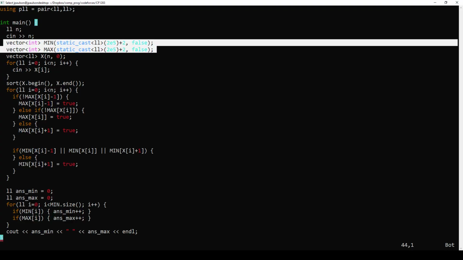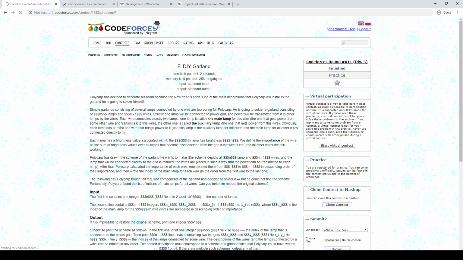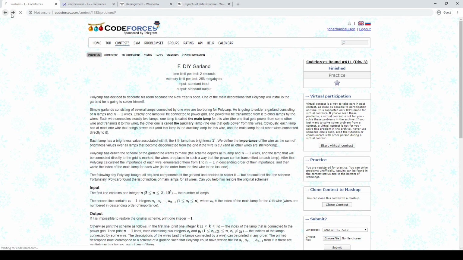Okay, problem F. This might be hard. Only 150 people have solved it. Might be too hard for me. Okay, so we want to install a garland. And it's going to be a tree. Whenever there are n vertices and n-1 edges, that means you have a tree.